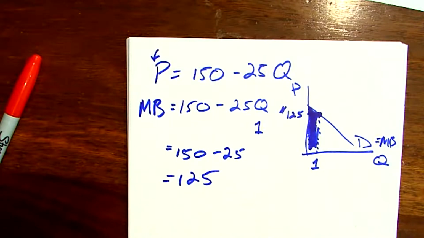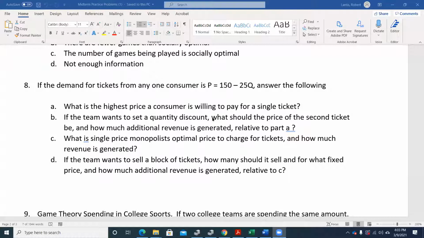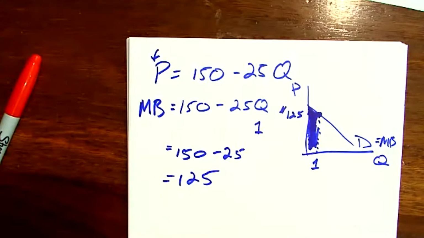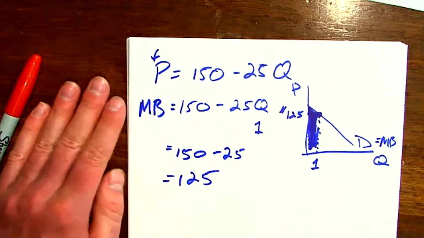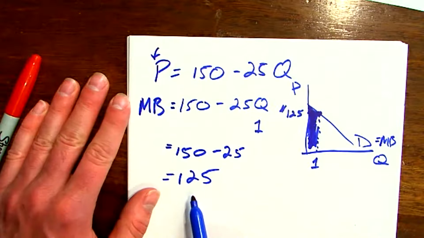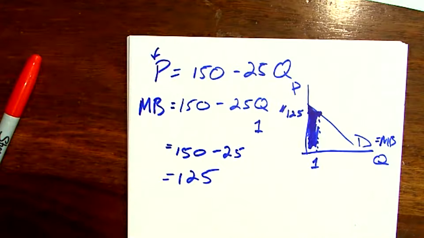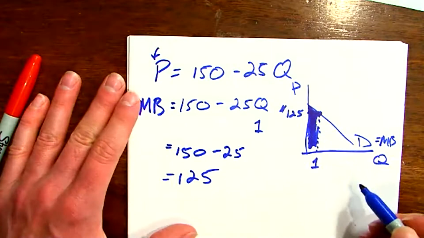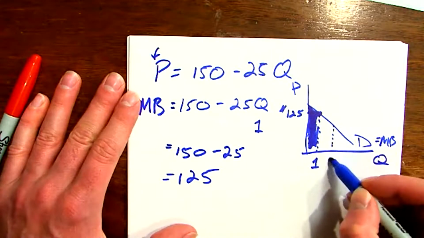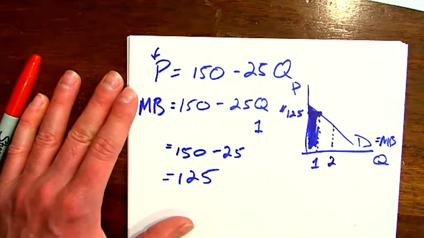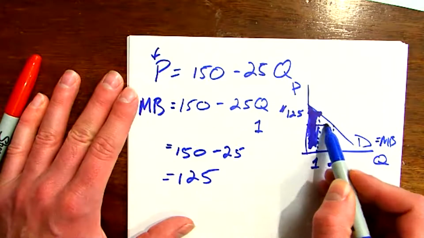So the next question there was, if a team wants to set a quantity discount, what should the price of the second ticket be and how much additional revenue is generated? Well, the additional revenue isn't that hard. If instead I wanted to say, okay, we'll charge $125 a ticket because we know people are willing to pay that to buy their first ticket. And maybe this is over a season. And then we say, well, if you buy a second ticket for a different game during the season, we know that your demand curve is decreasing. So in order to get you to buy that second ticket, it'd have to be a lower price, right? And so what is that price going to be?